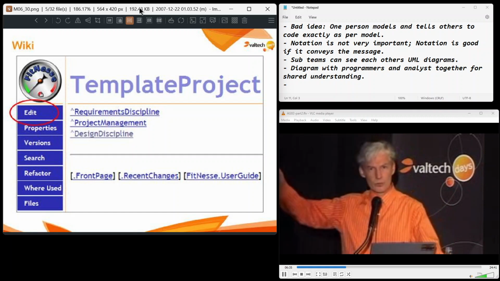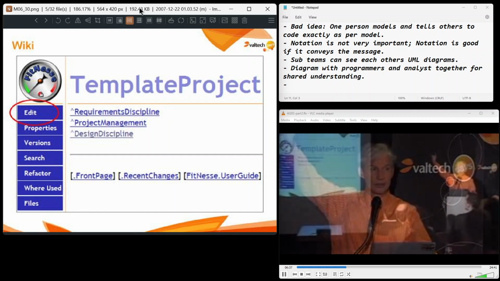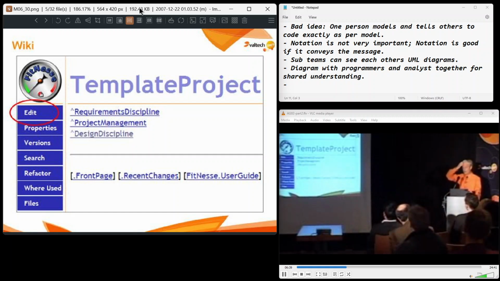How many of you here know about what a wiki is? See a show of hands? Okay. So if you don't know about wikis, you must learn about wikis. Wikis are hugely popular. Virtually everybody in the agile and iterative development world uses wikis.